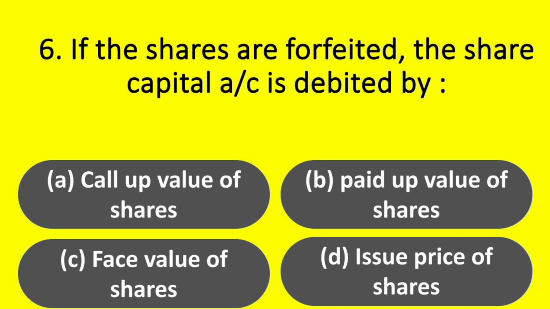If the shares are forfeited, the share capital account is debited by: option A, call up value of shares; paid up value of shares; face value of shares; issue price of shares. Answer: option A, call up value of shares.